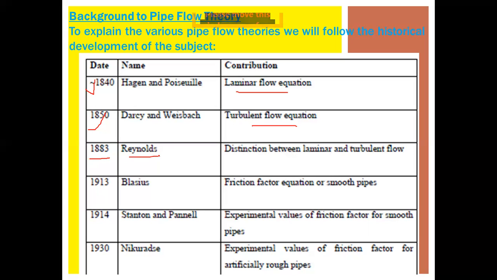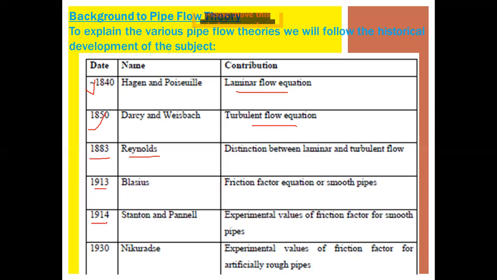Next, in the year 1883, the scientist Reynolds distinguished what laminar flow is and what turbulent flow is through an experiment. In the year 1883, Reynolds experimented and gave the distinction between laminar flow and turbulent flow. Next, in the year 1913, the scientist Blasius, Dr. Professor Blasius, gave a contribution about the friction factor equation for smooth pipes.